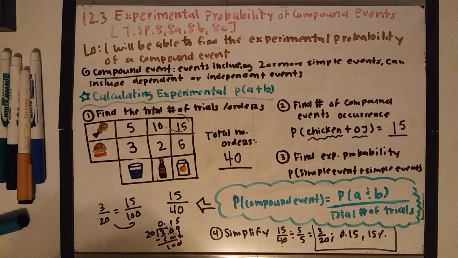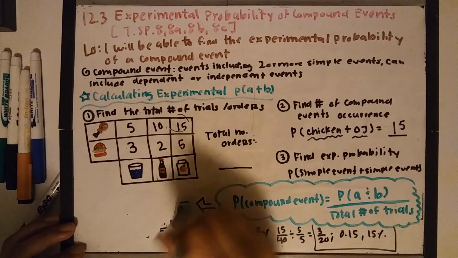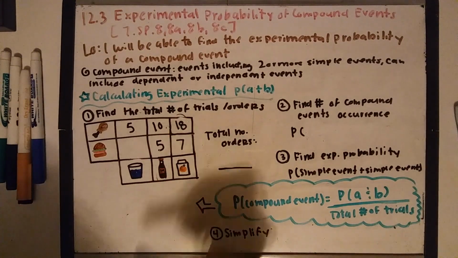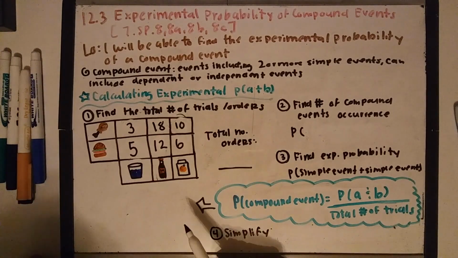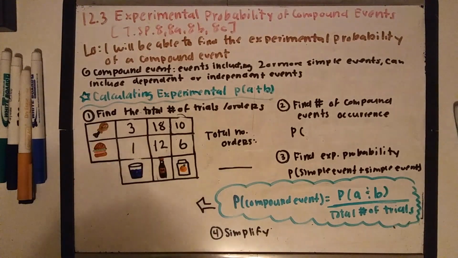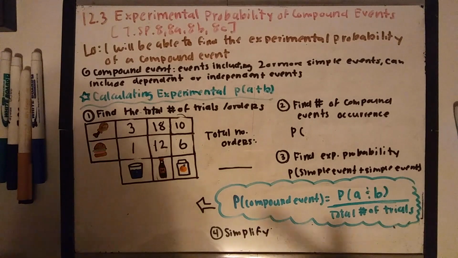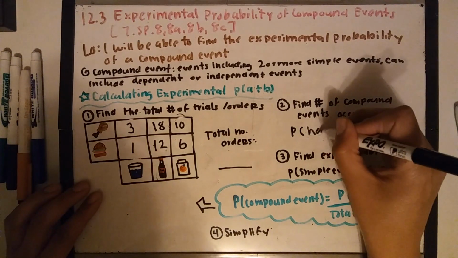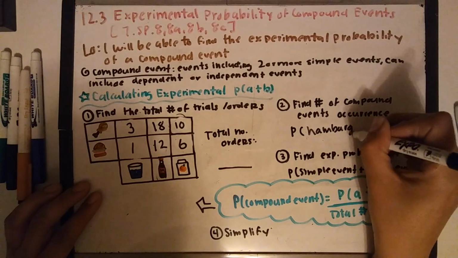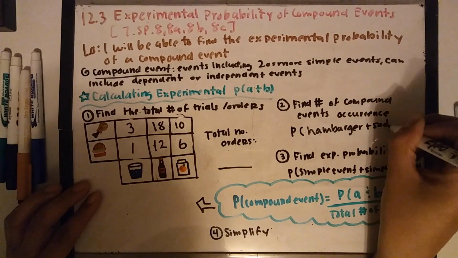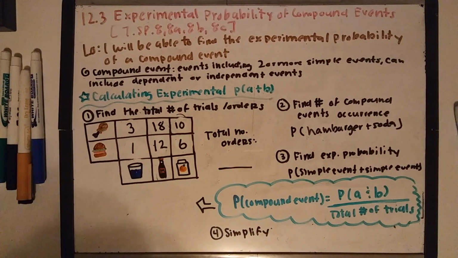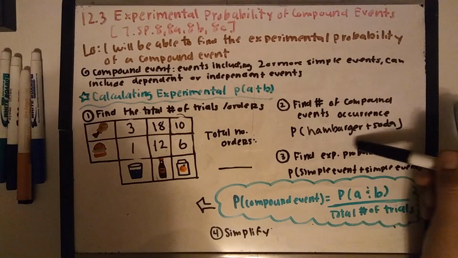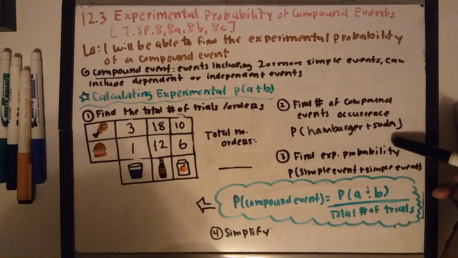Okay, let me go ahead and give you one to do. Go ahead and give me the total number of orders, and then give me the probability of the compound event of getting a hamburger with a soda. Okay, alrighty, make sure that you give me the fraction form simplified, decimal, and percentage.